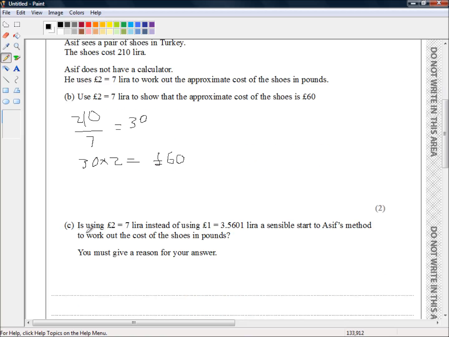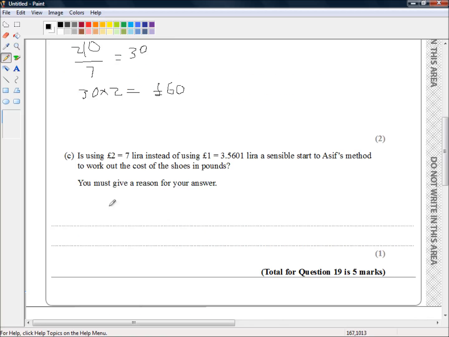Okay, moving on. Is using £2 equals 7 lira instead of using £1 equals 3.5601 lira a sensible start to Asif's method to work out the cost of the shoes in pounds? You must give a reason for your answer. Well, the answer is obviously yes.